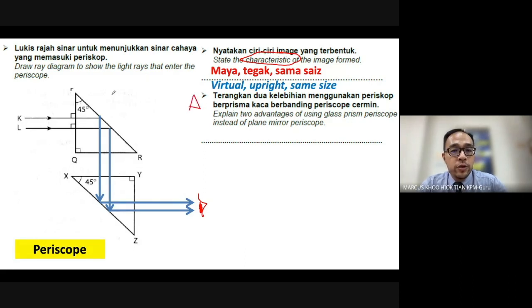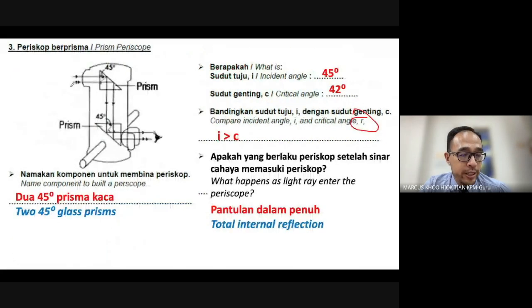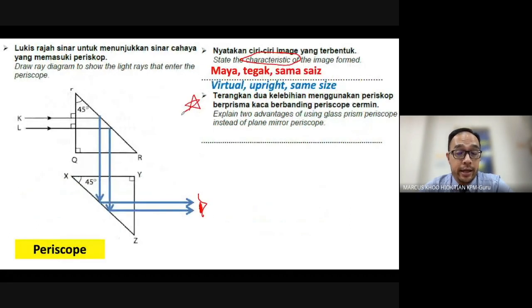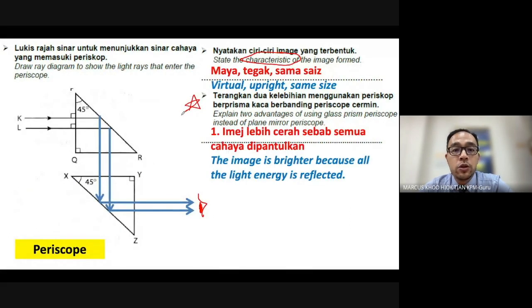Two advantages of using prism periscope instead of mirror. Why is it that here we use a prism instead of mirror? Because mirror also reflects, right? Why do we use prism? Why is it better to use prism? Why are prism periscopes actually more expensive than mirror periscopes? So number one, the image is brighter because all the light energy is reflected. And the reason for this is because total internal reflection happens. All the light is totally reflected. There's no light missing at all. It doesn't disappear.